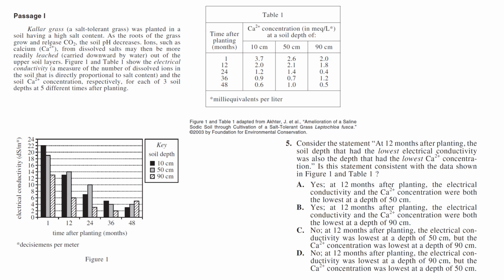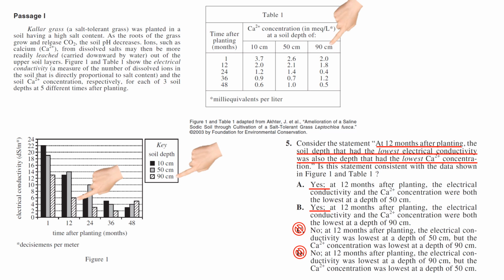Consider the statement, at 12 months after planting, the soil depth that had the lowest electrical conductivity also had the lowest Ca2+ concentrations. So lowest electrical conductivity is figure 1, and at 12 months, the lowest is 90 centimeters. Now we're going to move over to table 1. 90 centimeters, does that have the lowest Ca2+ concentration? We see at 12 months it's 1.8. But we can actually look down the entire chart and see that it is the lowest all the way down. So our answer is yes. And we have to say why, because choice B says both were at the lowest depth of 90 centimeters. So B.